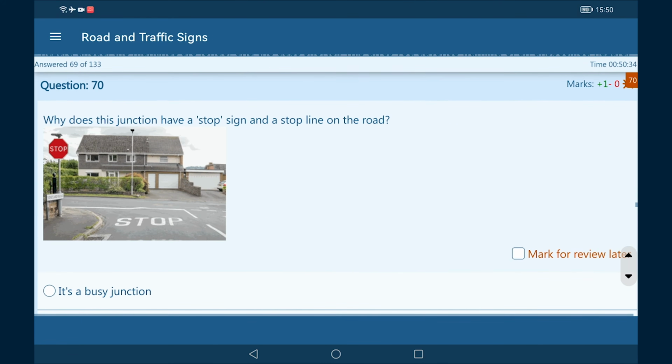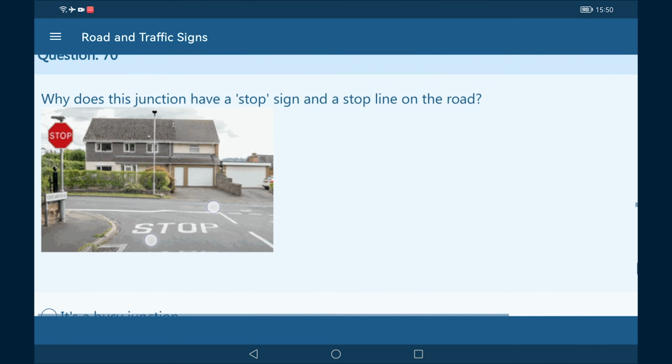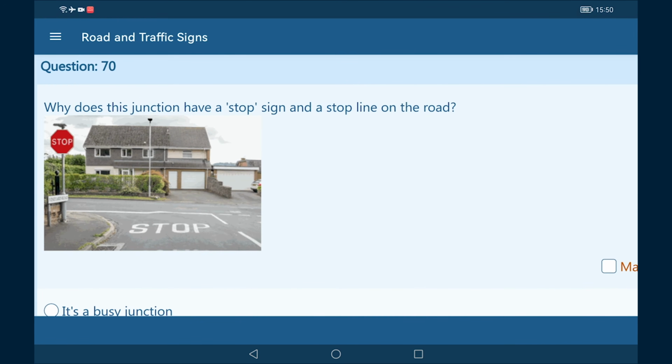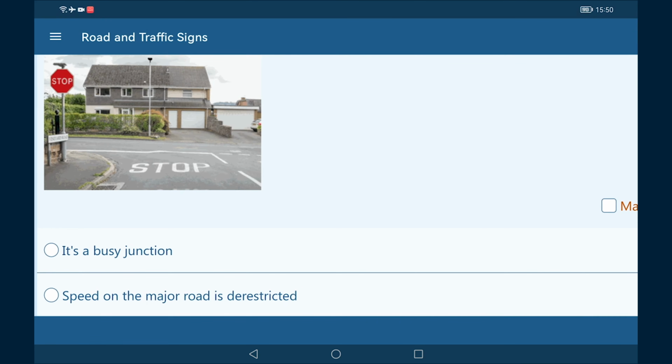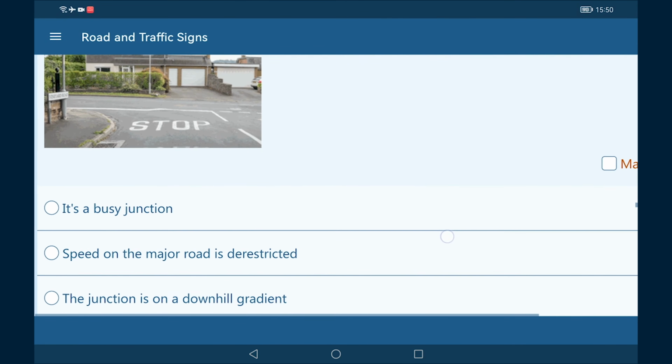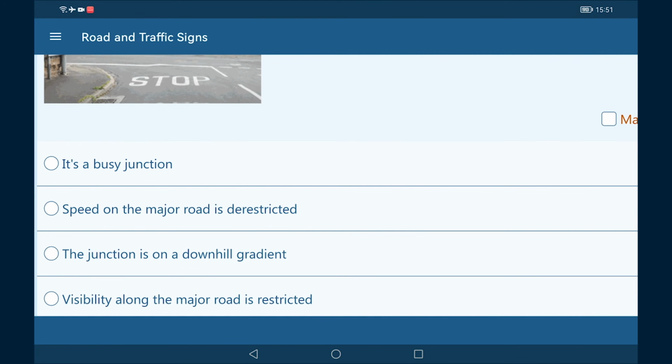Question 70. Why does this junction have a stop sign and a stop line on the road? Option 1. It's a busy junction. Option 2. Speed on the major road is de-restricted. Option 3. The junction is on a downhill gradient. Option 4. Visibility along the major road is restricted. The correct answer is Option 4. That is, visibility along the road is restricted.